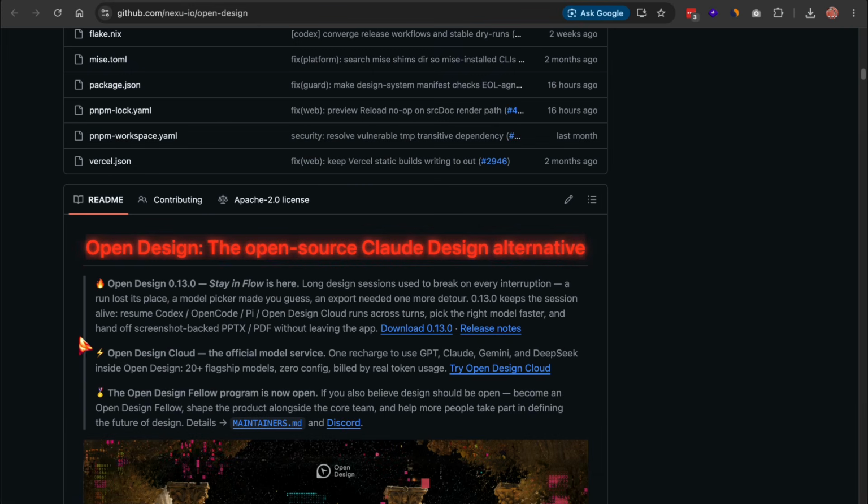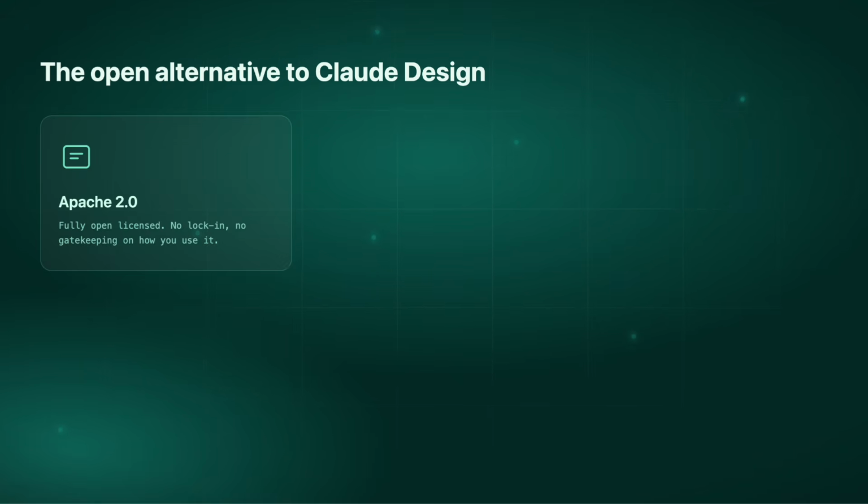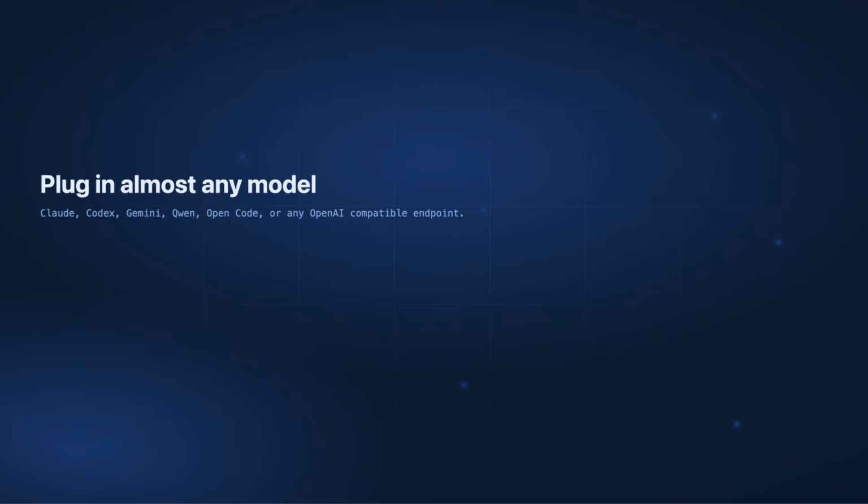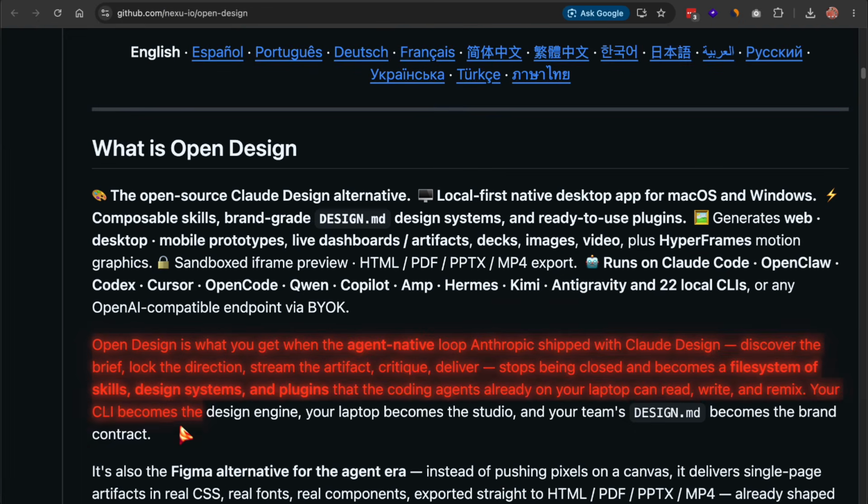And the big thing about it is that it's Apache 2.0 licensed, runs local first on your own machine, and it's model agnostic. It means you're not locked to one company's model. You bring your own, whether that's Claude, Codex, Gemini, Qwen, OpenCode, or any OpenAI-compatible endpoint.